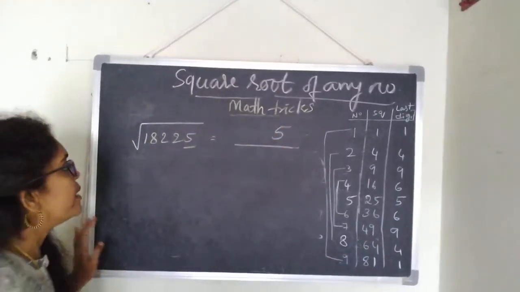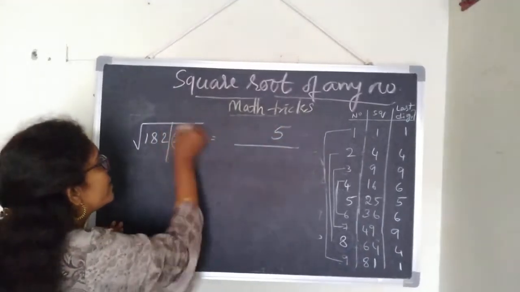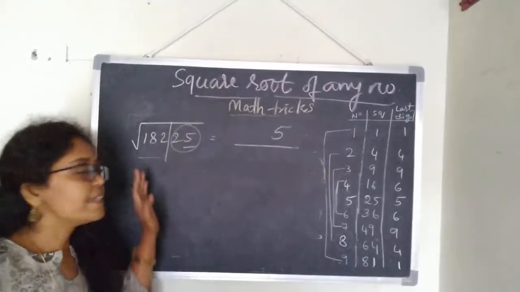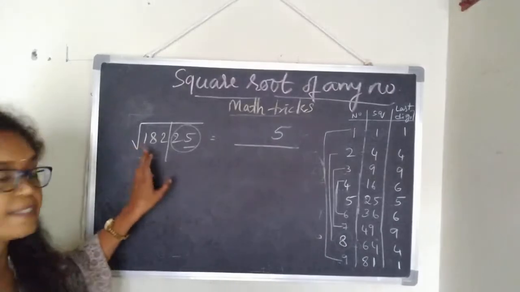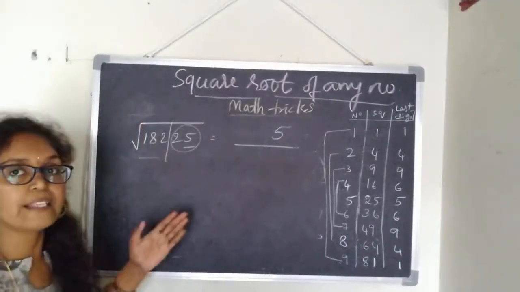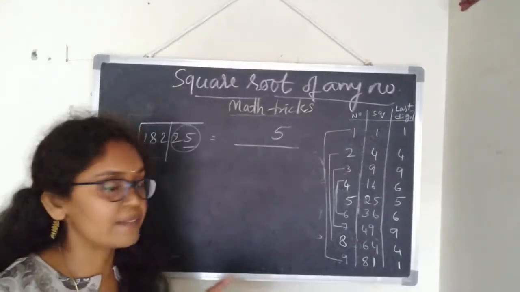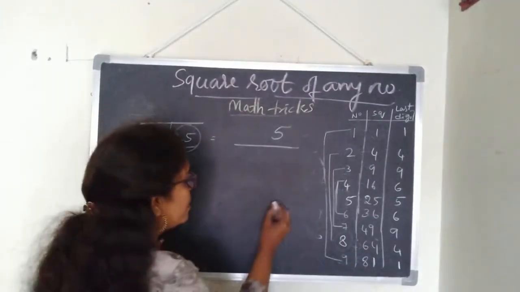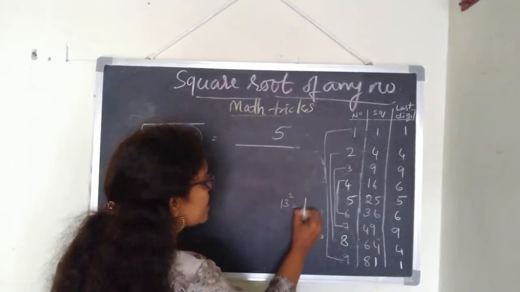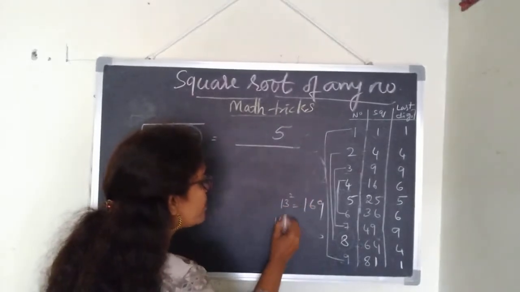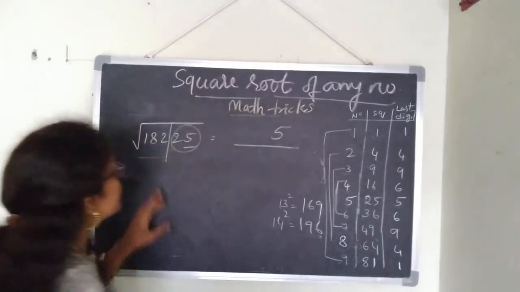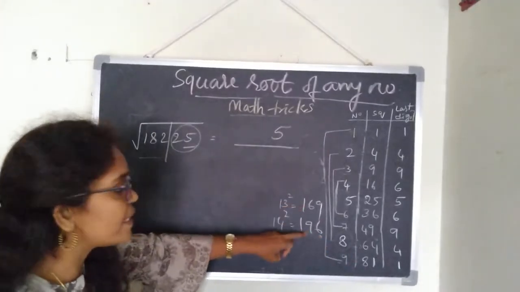Next, we have to ignore the last two digits and take the next. Here 3 digits are there. We have to take these 3 digits. So 182 lies between which square numbers? We know we have squares up to 9 only, but here you need more. So we know 13 square is 169. 14 square is 196. So it lies between 169 and 196.